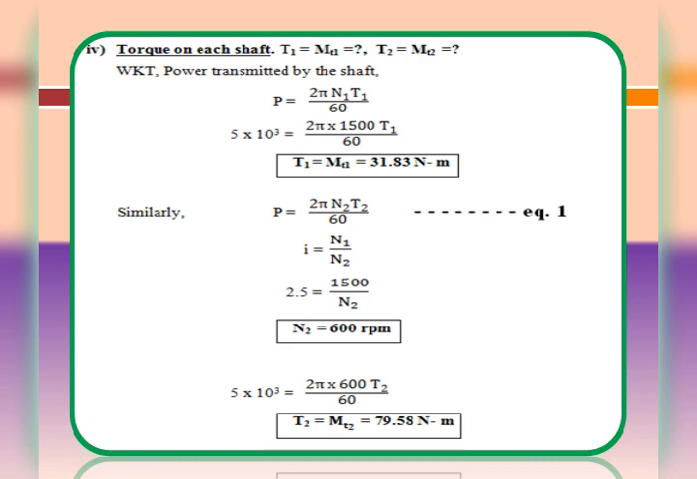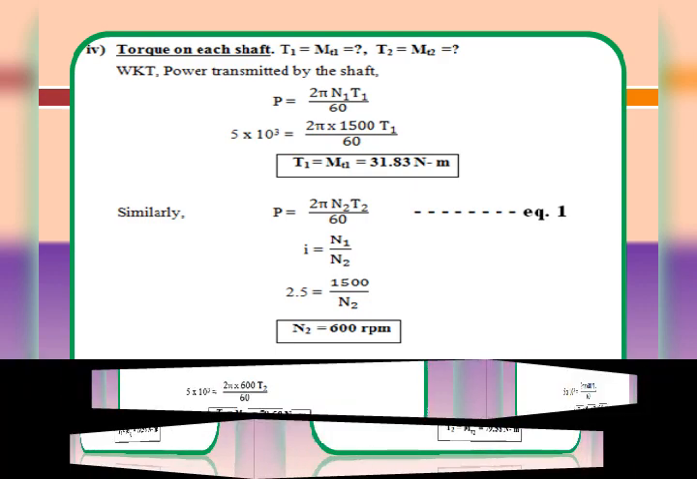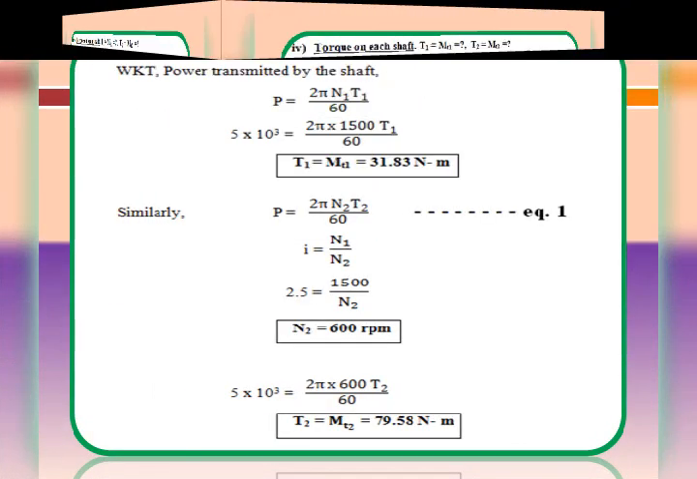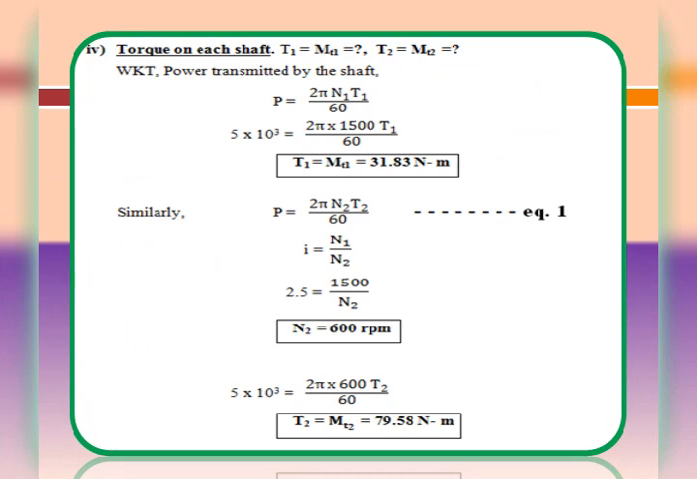Now by substituting this value in equation number 1, we get 5 into 10 to the 3 equal to 2 pi into 600 T2 divided by 60. By simplifying that, we get the value of T2, which is MT2, equal to 79.58 Newton meter, or 79.58 into 10 to the 3 Newton millimeters.